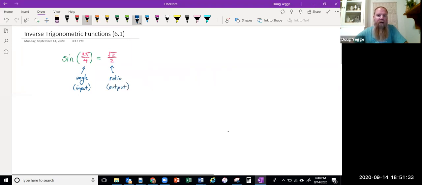But notice that now what we're going to be doing is looking backwards. We're going to be saying sine inverse of a ratio. Sometimes this is referred to as arc sine. So putting the word arc in front is basically just saying the inverse sine function. So we're now given the ratio. So the input is now the ratio, and the output should be the corresponding angle.